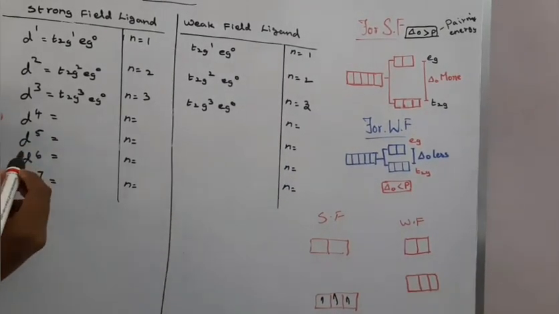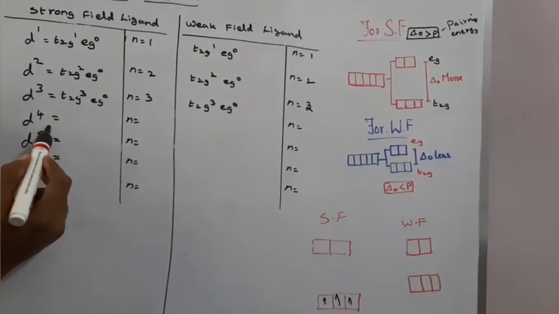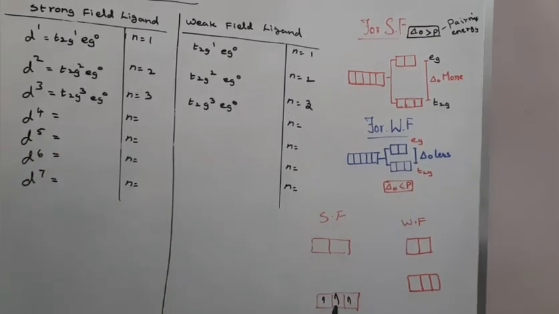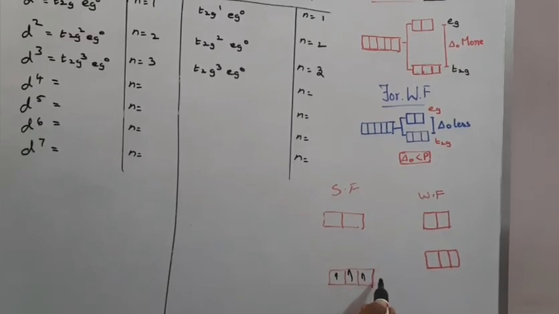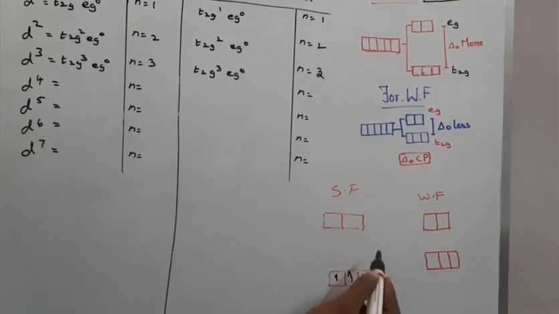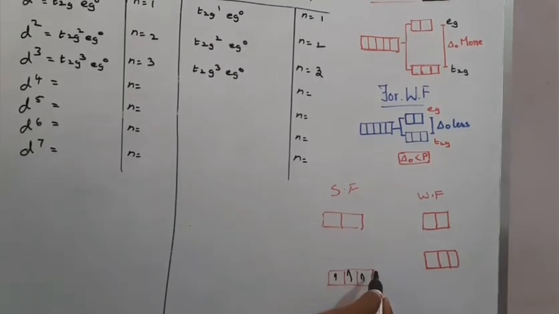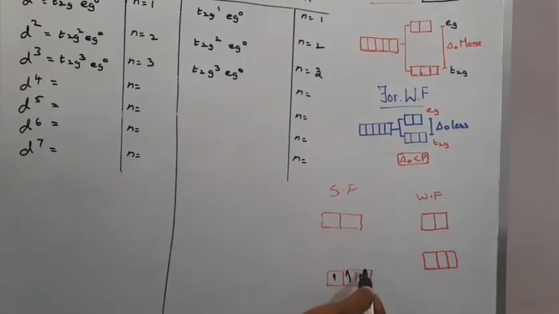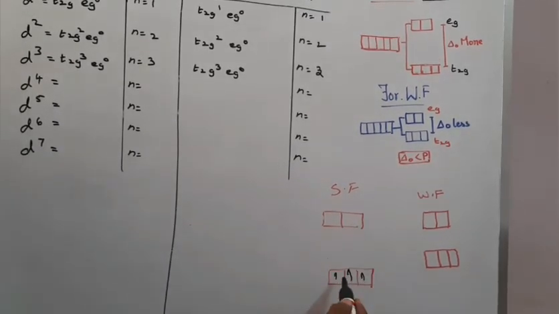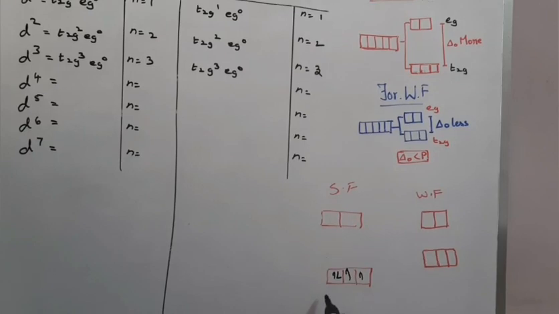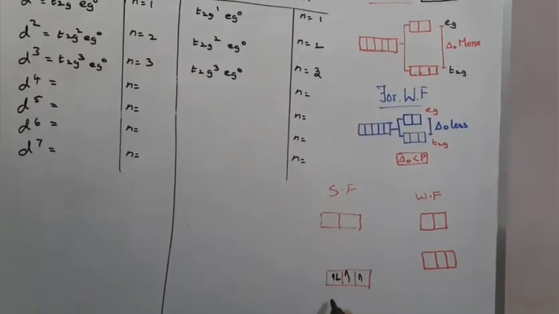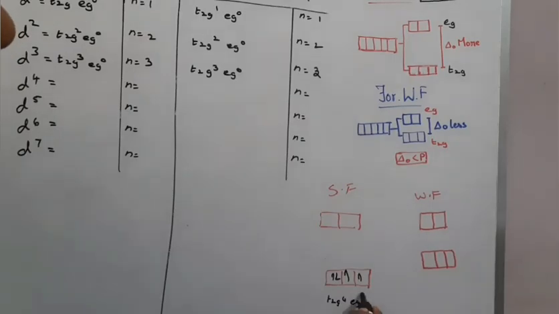This is very important for the fourth electron. For strong field ligand and weak field ligand, the ground level T2g is already filled with 3 electrons. So where will the fourth electron go? Note that the energy gap is more for strong field ligand, so the fourth electron cannot go up. The pairing takes place in the ground level, so T2g4 and Eg has no electron.